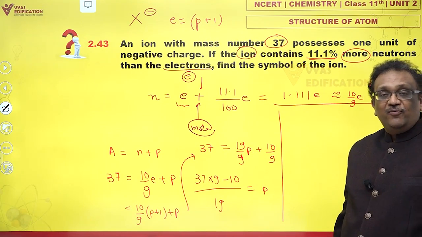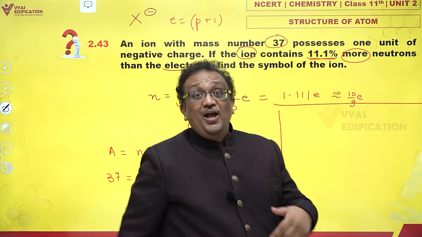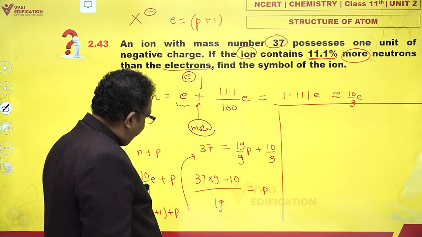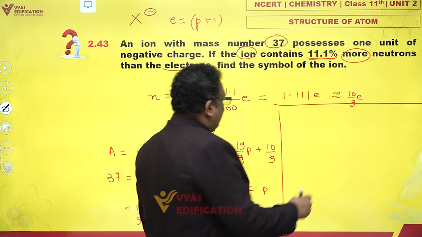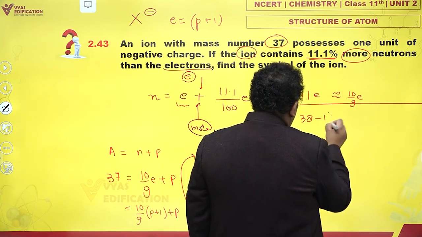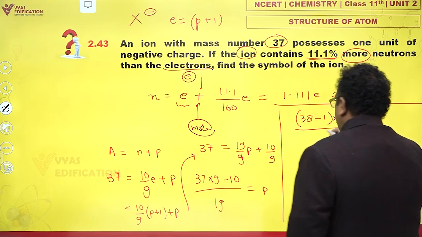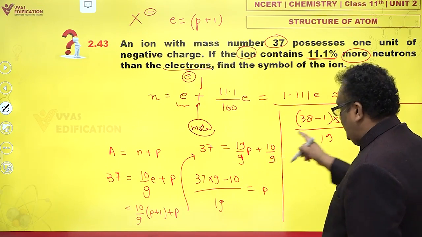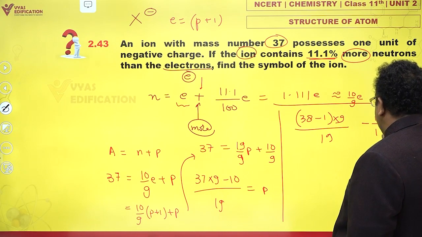Mathematics also is a very important part of calculations. So let us also try to see how we calculate. Are there tricks? Yes, there are. Let's do that. I would rather say 37 is 38 minus 1, into 9 by 19. I would rather write it like this, minus 10 by 19.